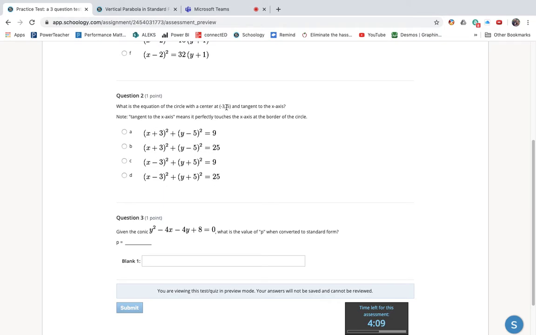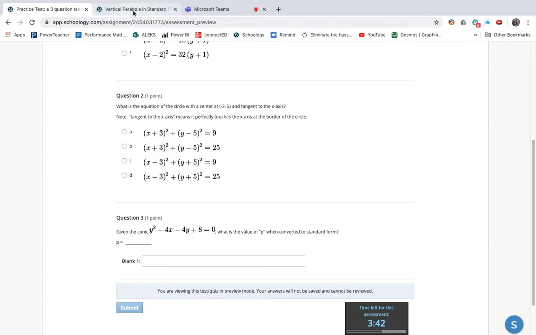I want a circle to be located at -3, 5. Now I'm going to do a little algebra to eliminate an option. If the center is at -3, 5, when you put it inside parentheses, we learned all year, inside lies. So the -3 is going to become a +3, and a +5 is going to become a -5. So it's going to be either A or B. And it says it needs to be tangent to the x-axis, which I put a note. Tangent to the x-axis means it perfectly touches the x-axis at the center of the circle.